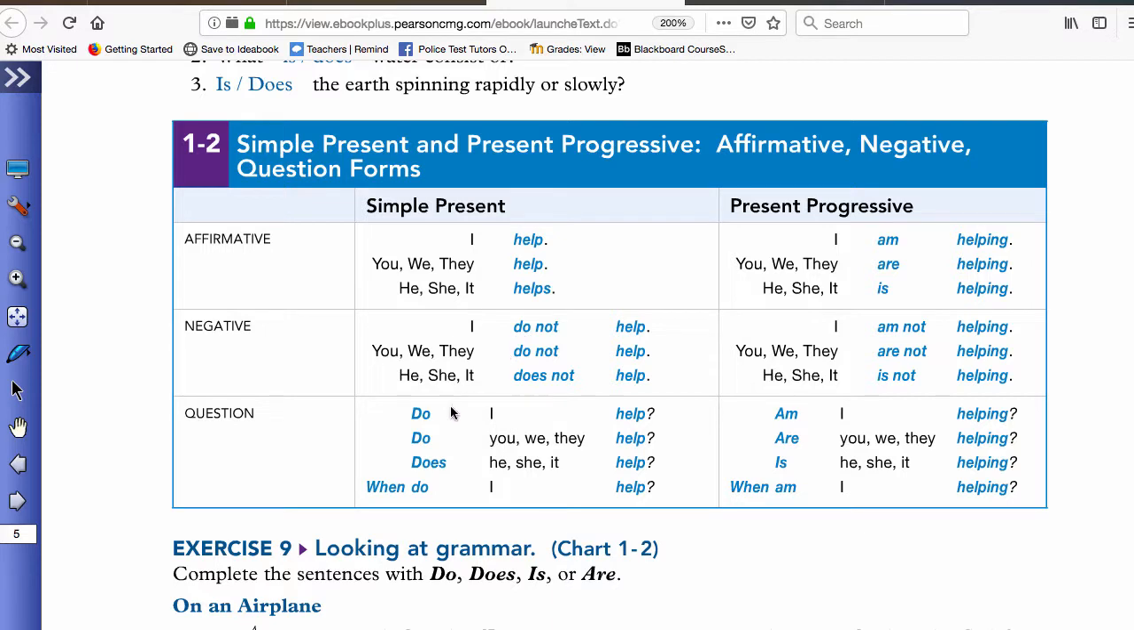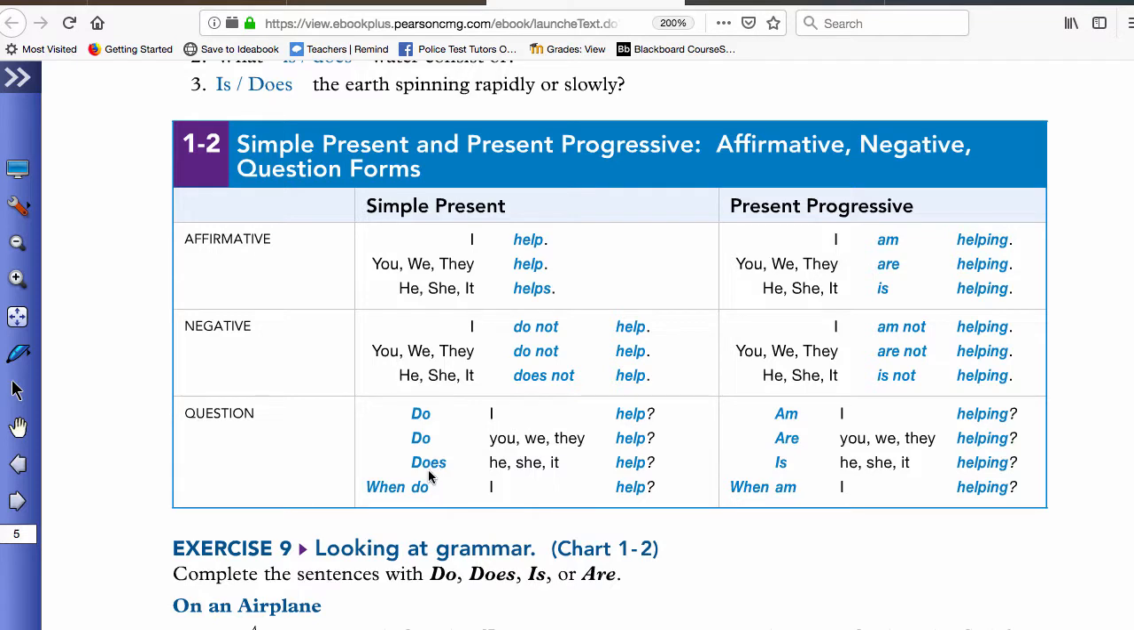Same with questions down here. We're going to put the do in front of a regular action verb here. Okay. So for the progressive, to make it negative, we put the not after the be verb. Notice here, not comes before the main verb. Here, not comes after the be verb, but before the main verb. So I am not helping. I wouldn't say I not am helping. Right? It has to come after the be verb in the present progressive tense, but before the main verb.